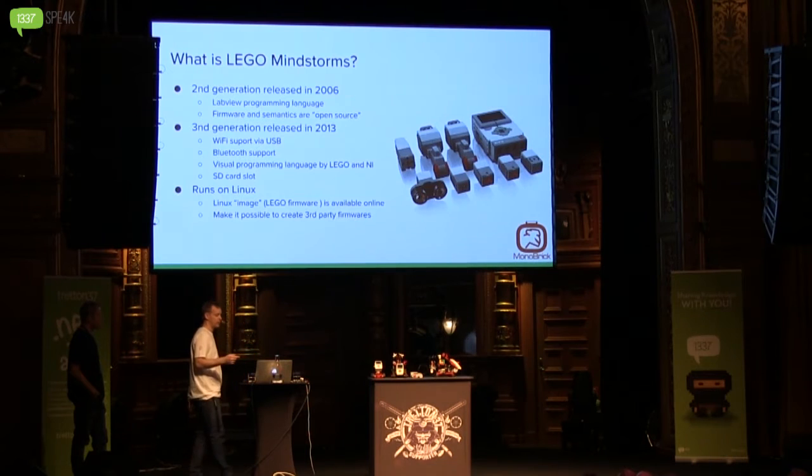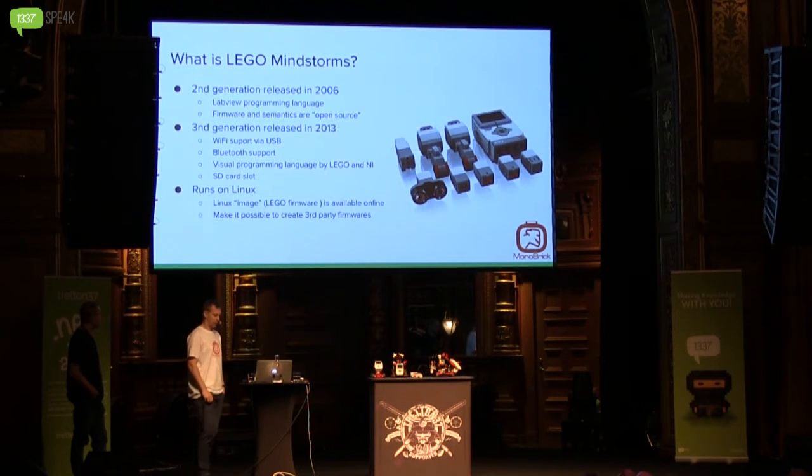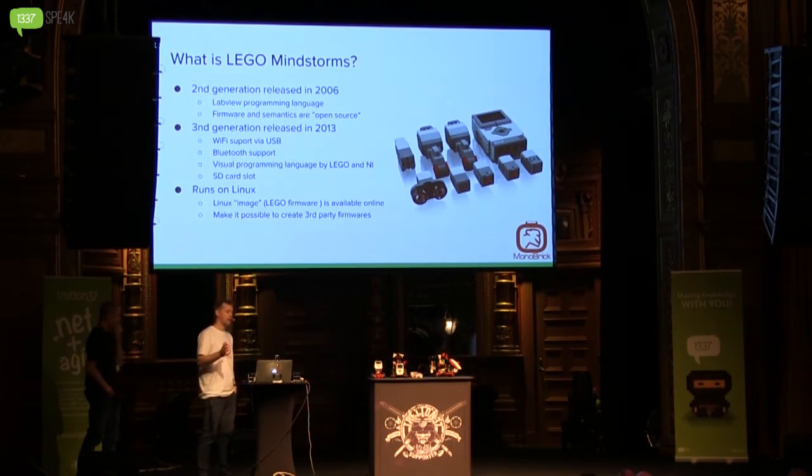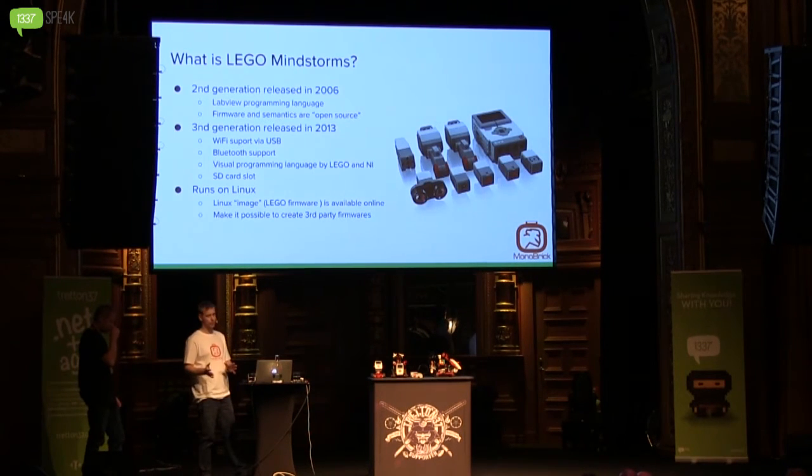So for the third generation, which was released a couple of years ago, this one is called EV3. It is more or less the same as the second generation, apart from some minor differences. But they are actually very important, because what you can do now is you can have Wi-Fi support using the USB, and there's also an SD card slot. And most importantly, it runs on Linux. So that means that you can actually take the firmware that Lego developed, and you can modify this Linux image, and you can make a firmware replacement.